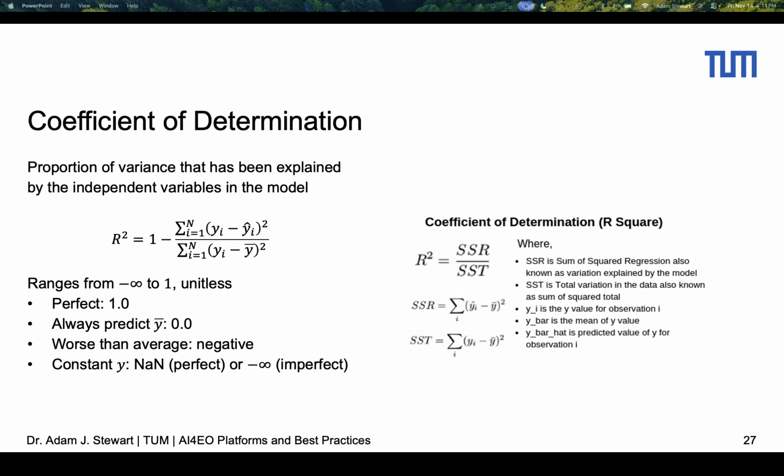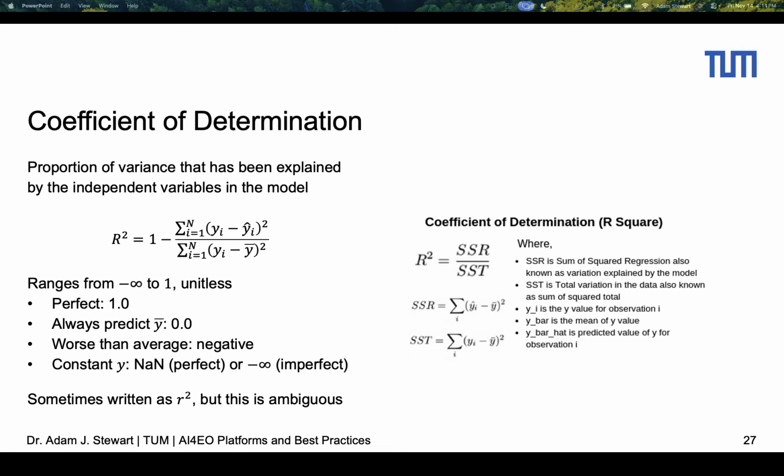If you just always predict the average answer, you get 0. If you're worse than random guessing, you get negative. And then if for whatever reason your y is always the same, you either get nan or negative infinity. That's usually not the case. It's very rare to train a model where the correct answer is always the same thing, but that could happen.